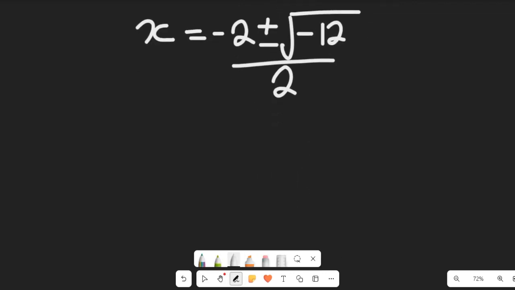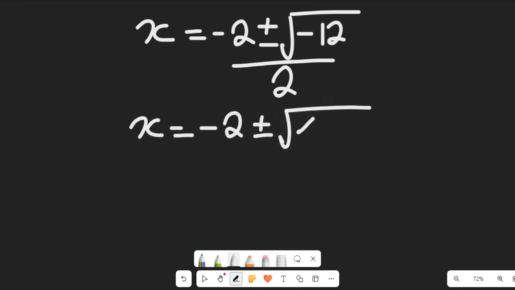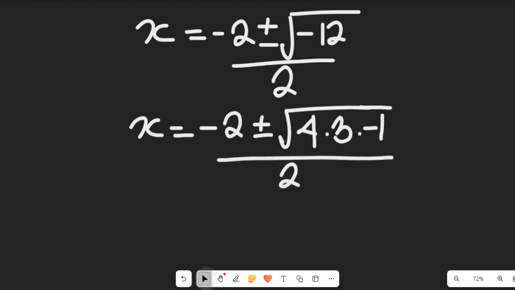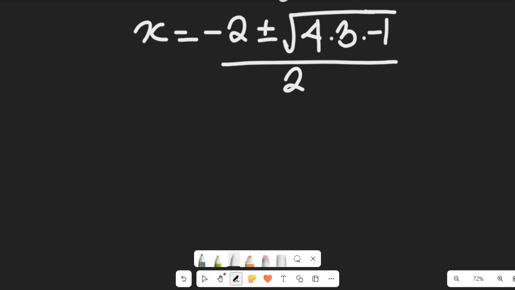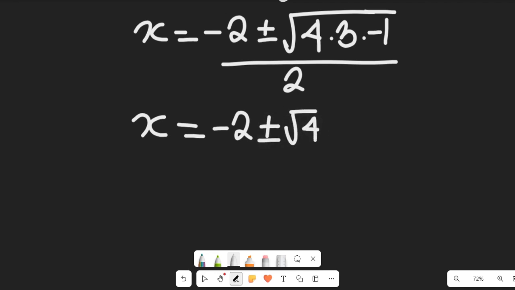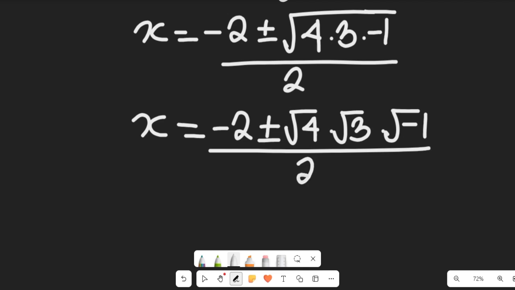So if we simplify this, we'll have the value of x equal to negative 2 plus or minus the square root of 4 multiplied by 3 and multiplied by negative 1. That will total negative 12, and this will be divided by 2. So if we separate those values, since they are all held by one square root, this will be equal to negative 2 plus or minus the square root of 4 multiplied by the square root of 3 multiplied by the square root of negative 1. And all of these will be divided by 2.